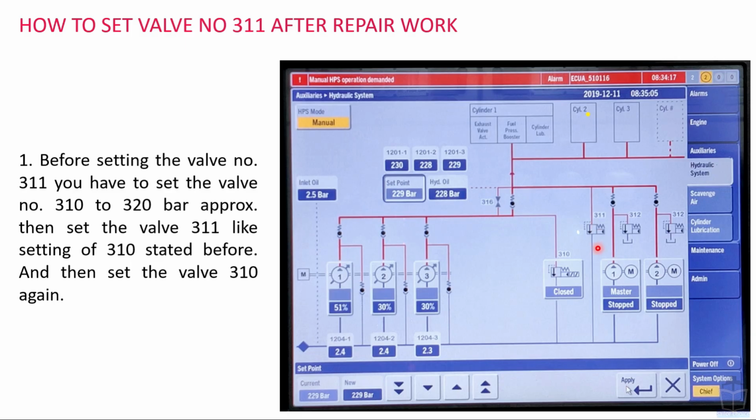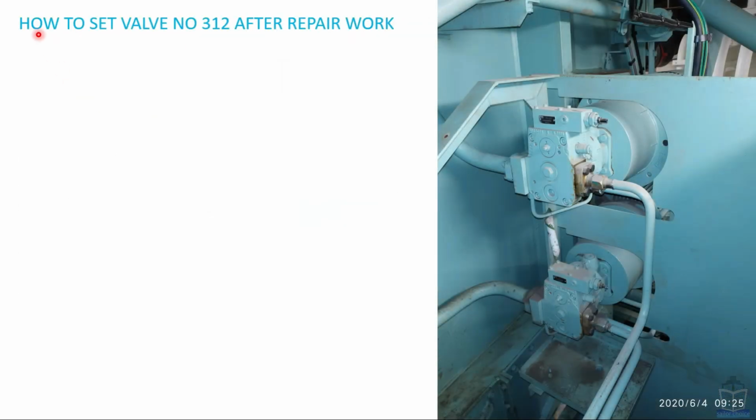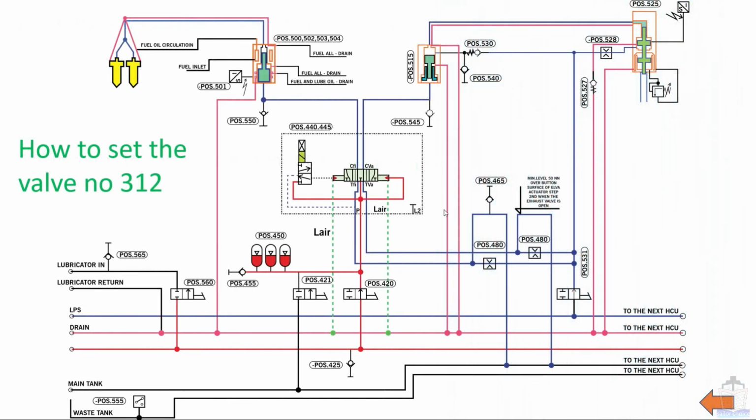Alright, now moving next, how to set valve number 312 after repair work. This is valve number 312. Shut all SU valves, number 420 and 560. See the diagram. You have to shut this valve number 560, which is going to the lubricator, and also valve number 420, which is going to the FIBA.